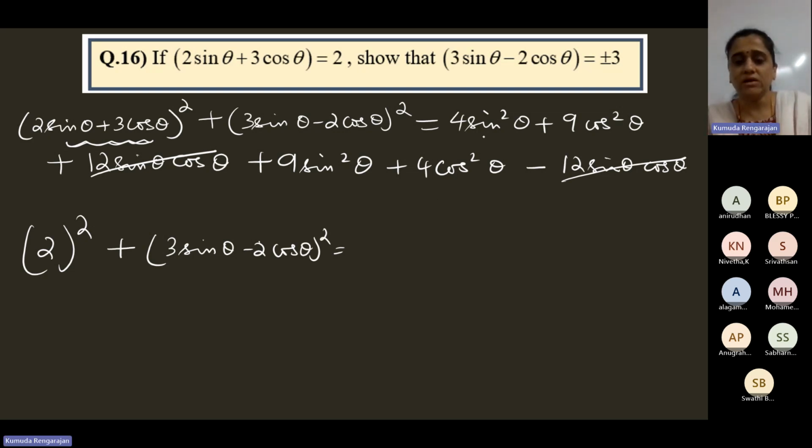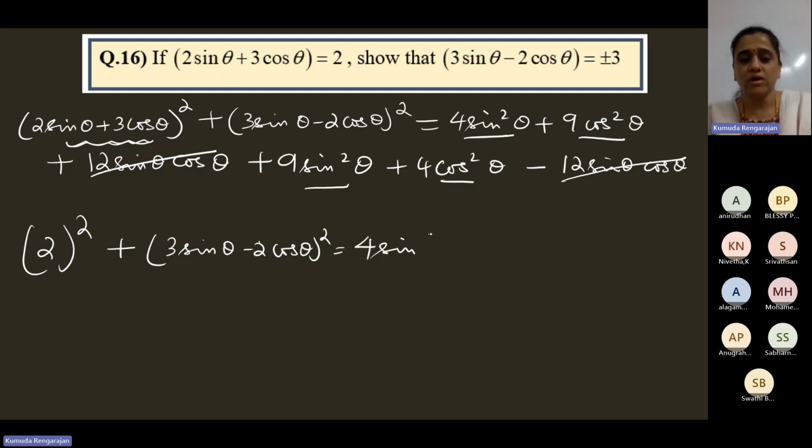Now let's group. On the right hand side, we have 4 terms: 1, 2, 3, 4. You can group the terms that have 4 in common and 9 in common, or you can group the terms that have sine square theta and cos square theta in common. You can do the grouping in 2 ways. That is your choice. So we'll do 4 and 9. Anything is fine.